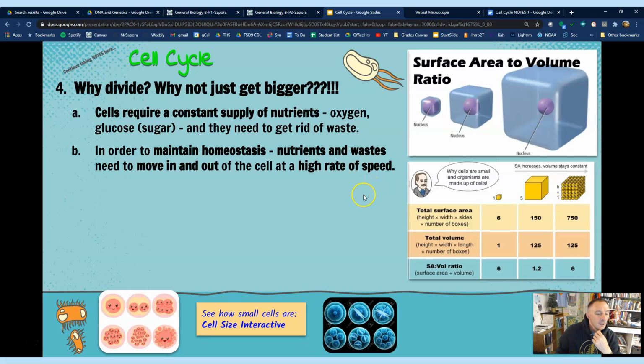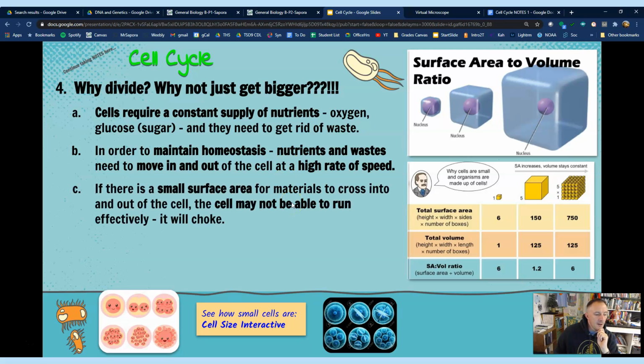So in order to maintain that, nutrients and waste are moving back and forth at a pretty high rate of speed in the cell to keep it functioning. And if there is a small surface area for materials to cross into and out of the cell, it may not be able to run effectively. In other words, it will choke. If there is a big area in the middle, but a small area on the outside comparatively, there is not enough room for enough stuff to get in and get all the way to the middle and then back out, and the cell will build up with waste and not enough nutrients will come in, and it'll eventually choke and bog down.